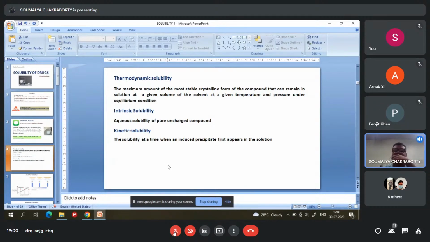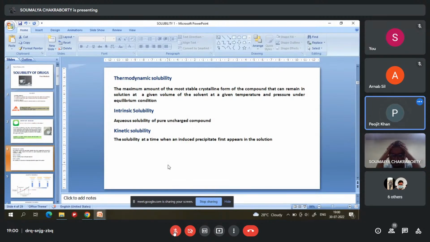Yes, aqueous solubility of pure uncharged compound. Here, one term is very important: pure uncharged. There are some compounds, maybe weakly acidic or weakly basic. When these compounds come in water, depending on the pH of the water, they may stay in an unionized form or in an ionized form. The ionized form solubility will be much higher in comparison to the unionized form. So intrinsic solubility is where we measure the solubility of the unionized compound in water or any other solvent, right? Unionized, not ionized.